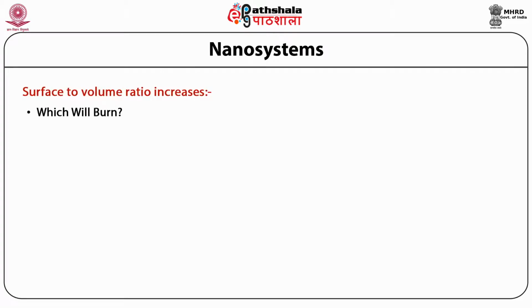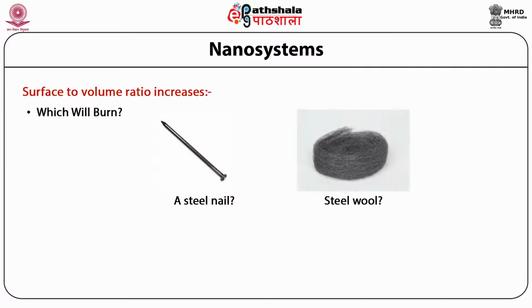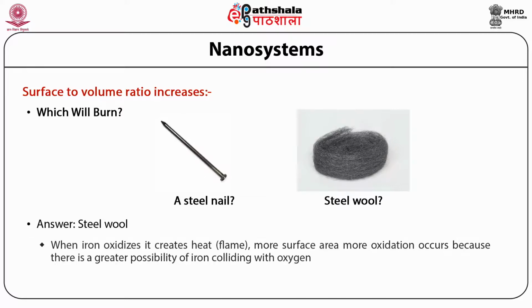Now students, as you can see over here, there is a steel nail and there is a steel wool. The question arises, which will burn? The answer is steel wool. Now when iron oxidizes, it creates heat or the flame. So the more surface area, more oxidation occurs because there is a greater possibility of iron colliding with oxygen.